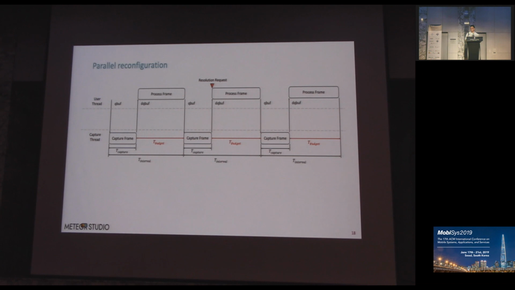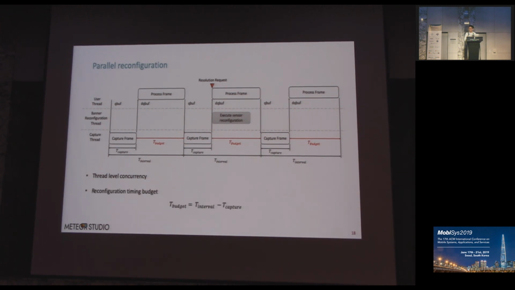Parallel reconfiguration aims at reconfiguring the sensor while the application is processing frames for the previous resolution, such that the pipeline of existing frames is preserved and the next capture is at the new resolution. For a typical frame rate, for example, at 30 FPS, we find that the application, which is the user thread, and the camera, which is the capture thread, are not always busy. There is an interval for our reconfiguration thread to reconfigure the sensor such that the reconfiguration latency can be hidden.